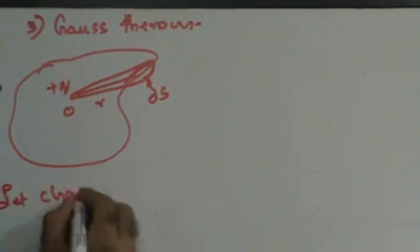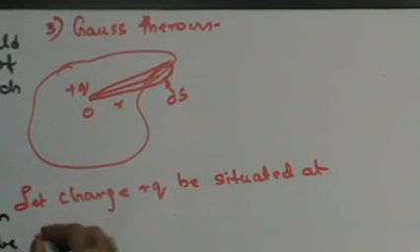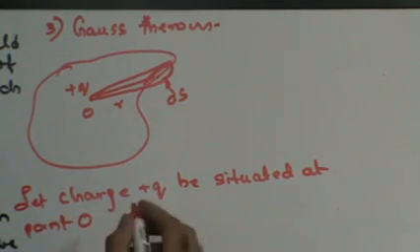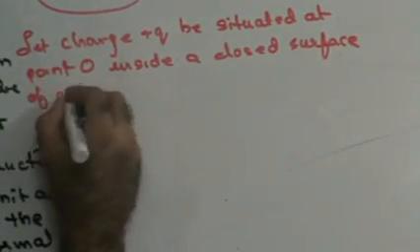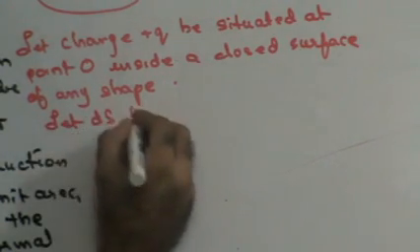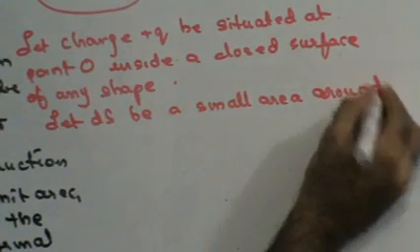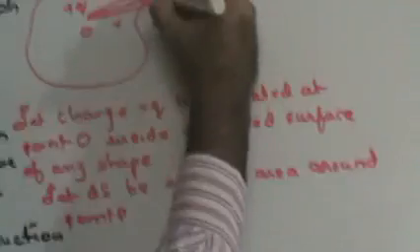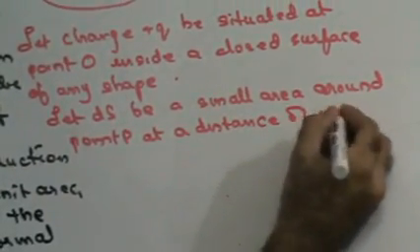Let charge plus Q be situated at point O inside a closed surface of any shape. Let ds be a small area around point P. Let's assume that this is the given point P. Around point P at a distance of r from O.